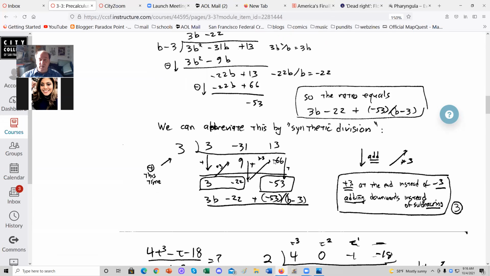Minus 22 times 3 is negative 66. Well, here you go, plus 66. Here we subtract, here we add, negative 53 here and negative 53 here.